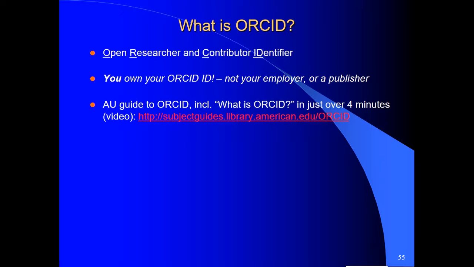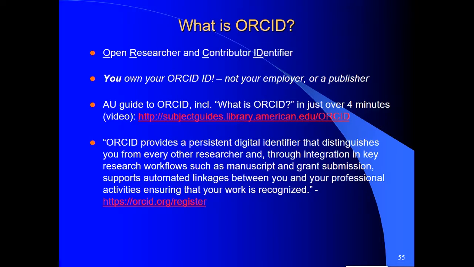We have a subject guide on ORCIDs, which has a little video that's about 4 minutes long, and it describes all that in some animation. I'm not going to play that right now, but you can go here to watch that or point your colleagues to watch it. And so in a nutshell, what it does, as I mentioned, it provides a numeric identifier that distinguishes you as a researcher from other people who may have the same name, or that stays with you if you change your name.